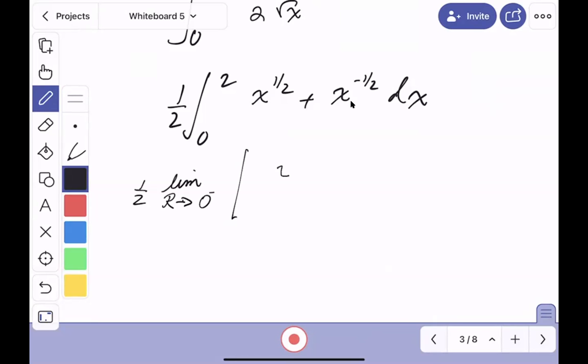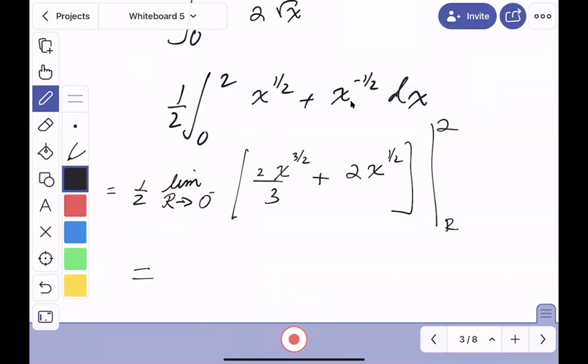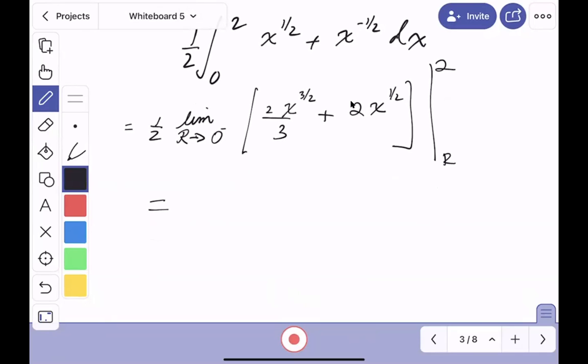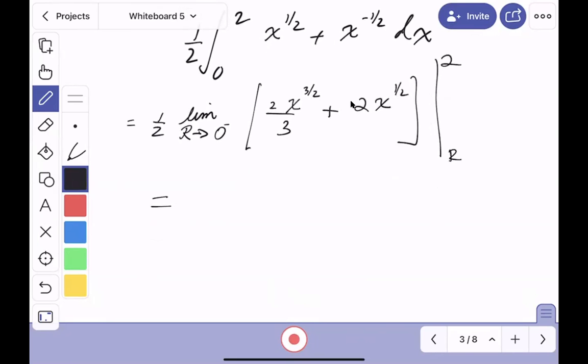Antiderivative. X, let's say I increase the exponent by 1, 3/2, right? And then divide by 3/2, multiply by 2/3. Plus x, increase that by 1, 1/2. Divide by half or multiply by 2. And this is going to go from R to 2. Now, again, my opinion, and again, I don't have infinite experience, but I have enough experience sitting through lectures where the teachers would not have written down the limit for that. And I didn't do it in my notes either, by the way, so I'm just as guilty.